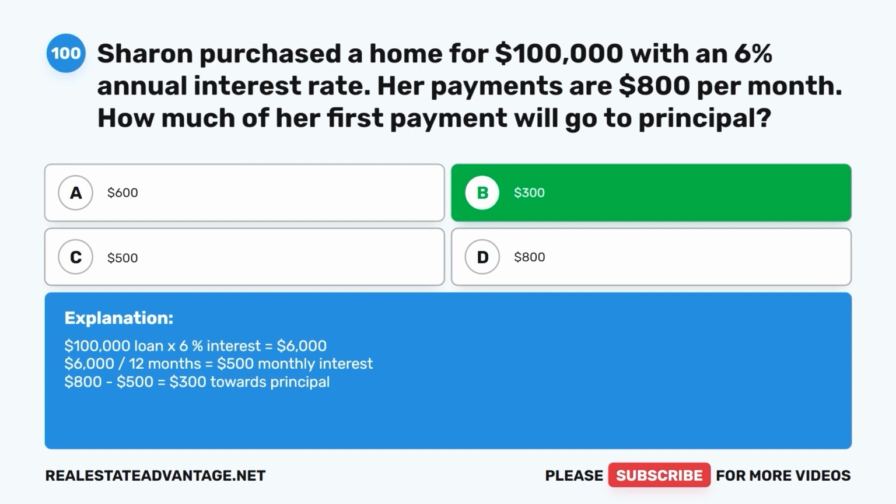$100,000 loan times 6% interest equals $6,000. $6,000 divided by 12 months equals $500 monthly interest. $800 minus $500 equals $300 towards principal.